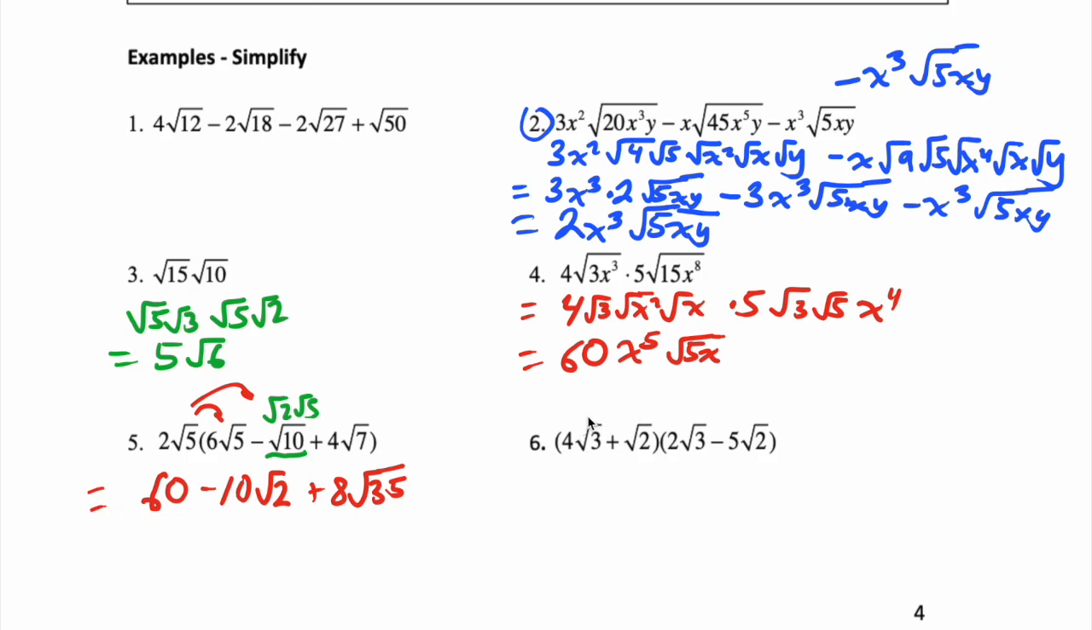Okay, and next is just expanding the brackets like this. It's no problem. 4 root 3 times 2 root 3. Well, the root 3 times root 3 gives you a 3. So that's 4 times 2 is 8. Times 3 is 24.